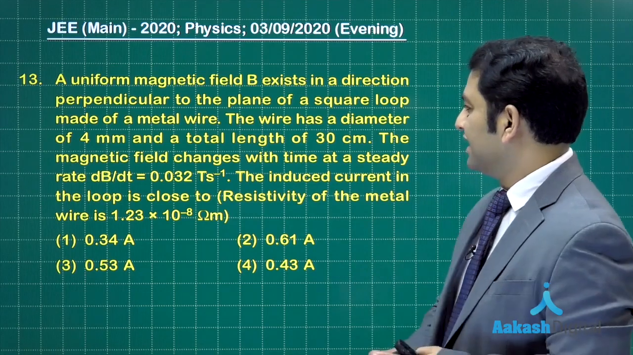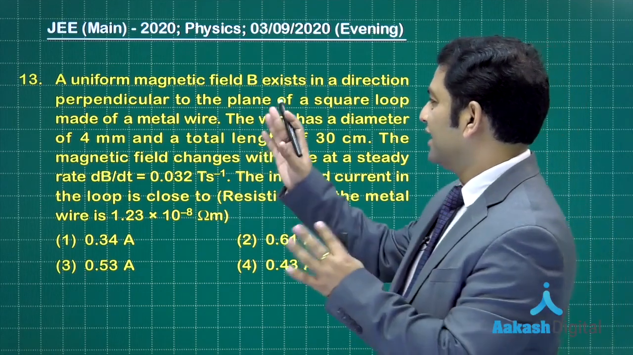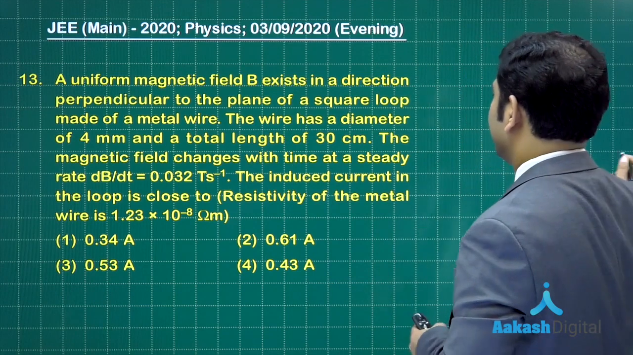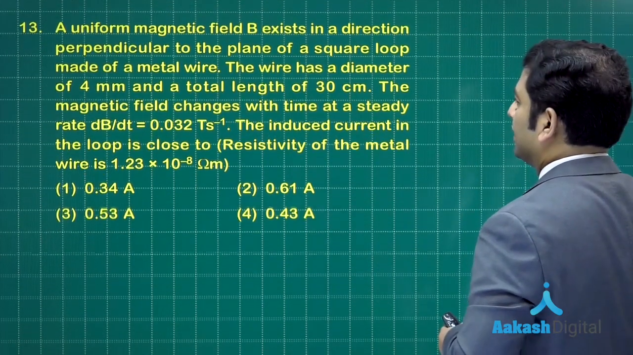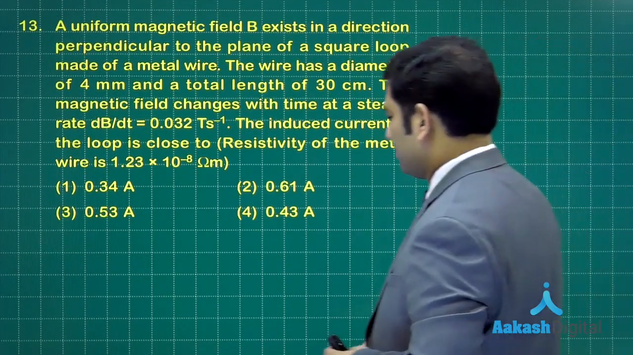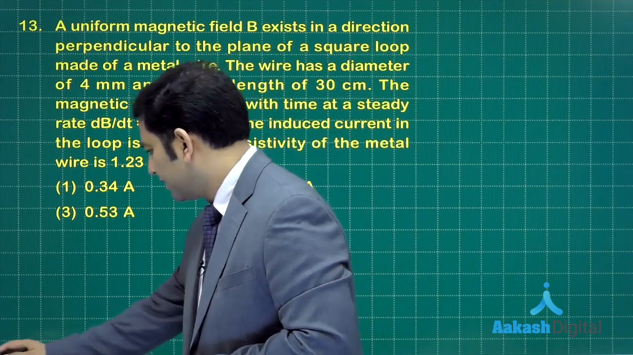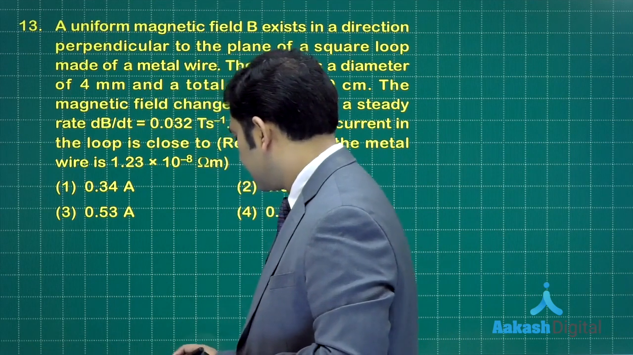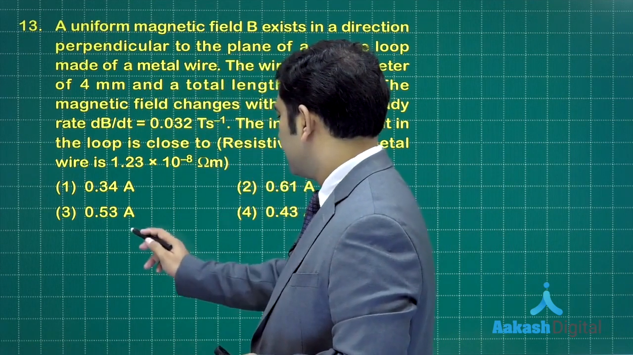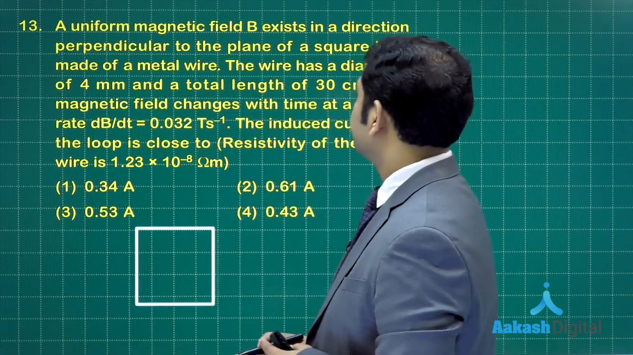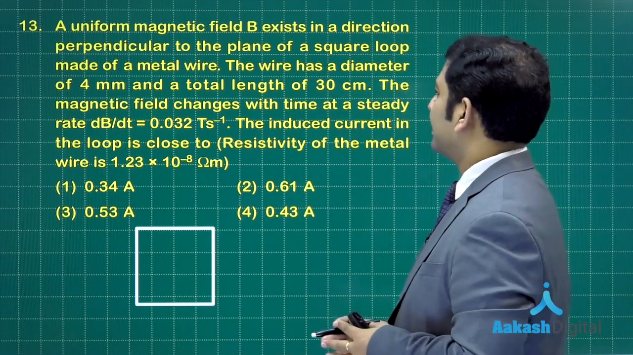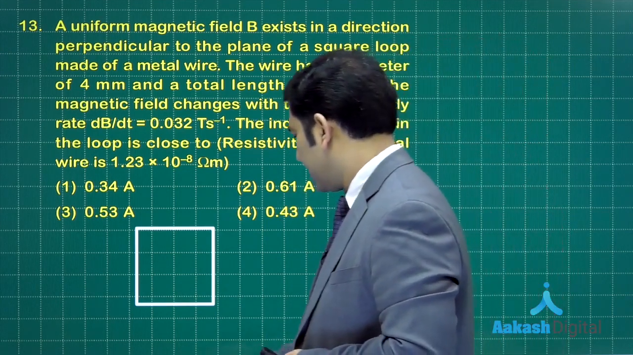So question number 13 is something like this. Let's try to see. A uniform magnetic field exists in a direction perpendicular to the plane of a square loop. Okay, so here I require a square loop. That's great. So to draw that square loop, something like this. Okay. And a uniform magnetic field exists perpendicular to that.